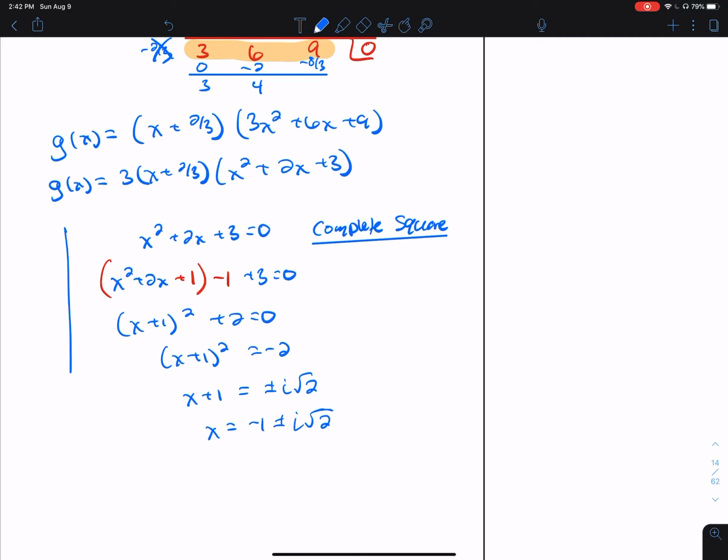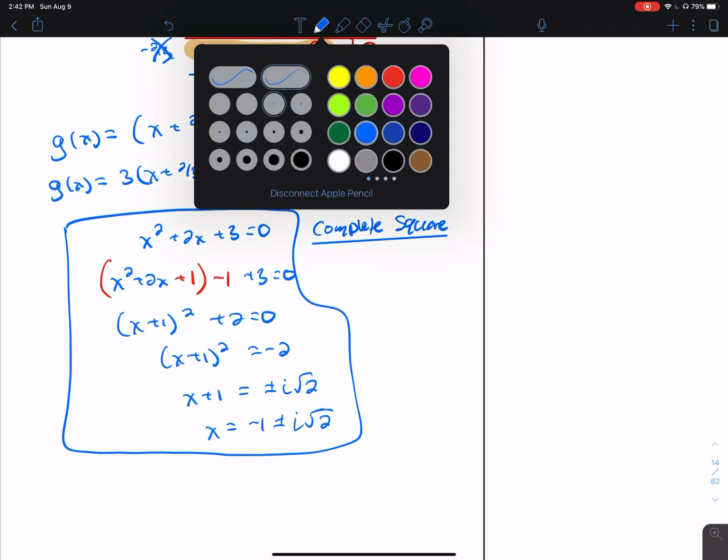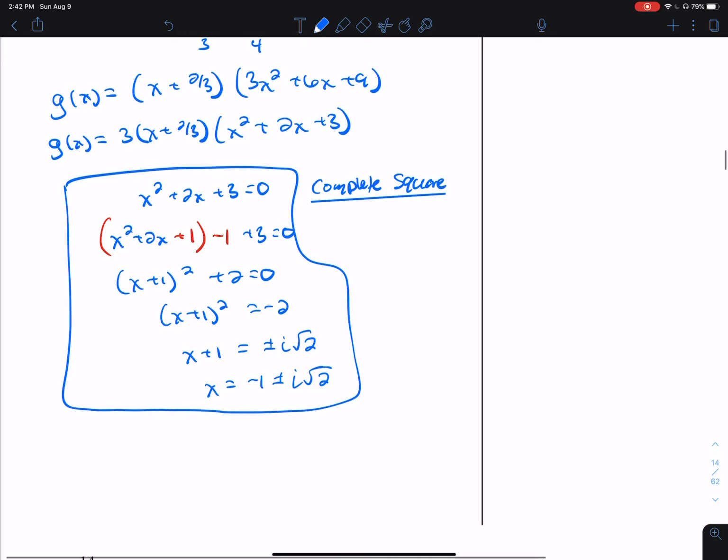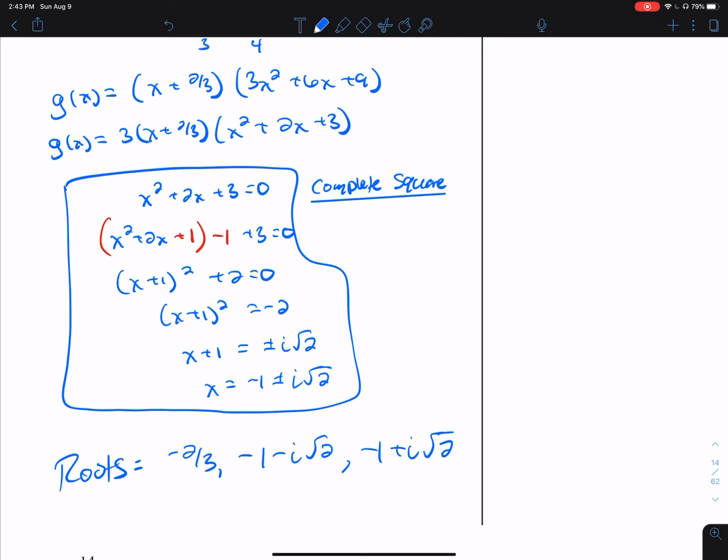All right. So what are the roots? We had -2/3. We have -1 minus i square root of 2, and we have -1 plus i square root of 2.